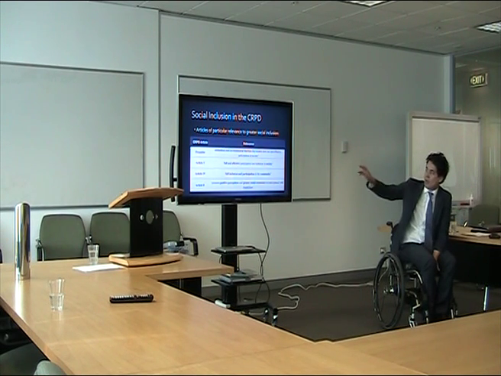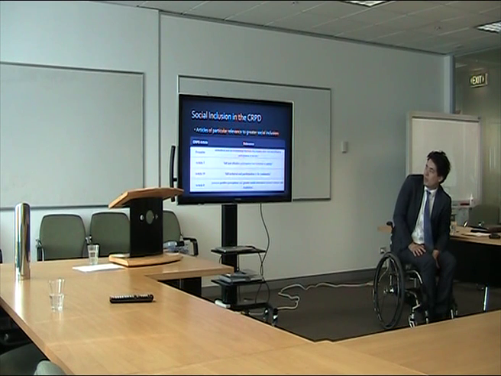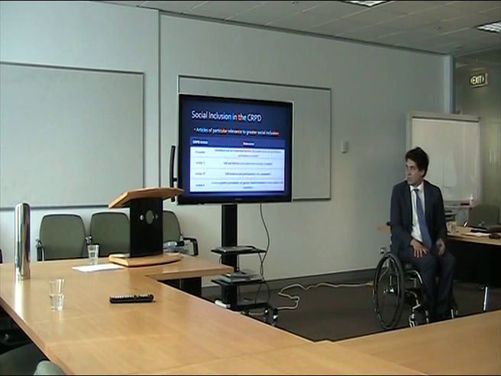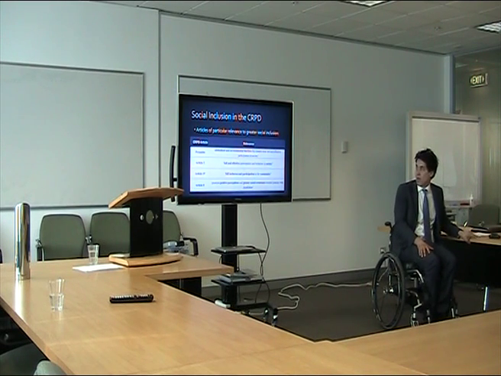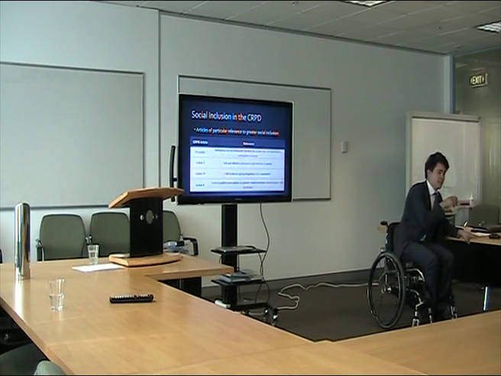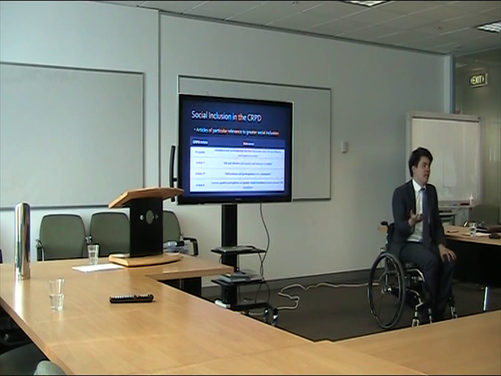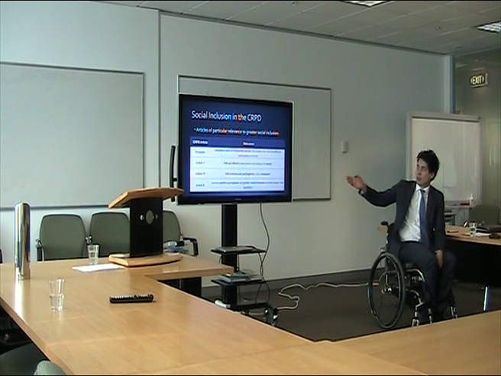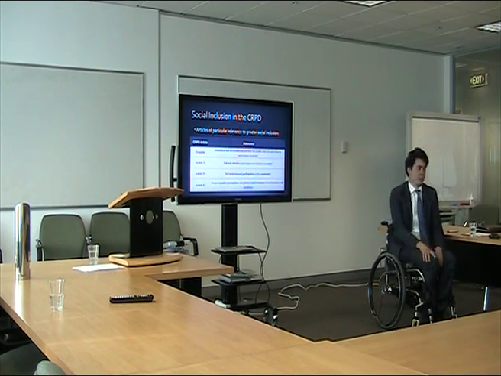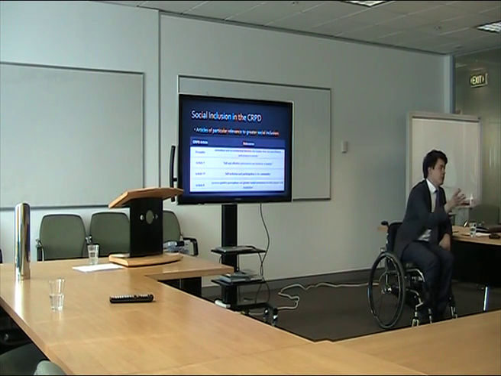The first two come from the Preamble and Article 3. The Preamble notes that attitudinal and environmental barriers can hinder the full and effective participation of persons with disabilities in society, while Article 3 provides a general principle to the Convention itself and notes that one of its objects is to achieve the full and effective participation and inclusion. So these two collectively colour the entire Convention themselves.